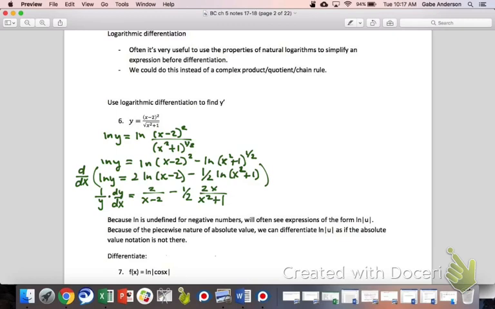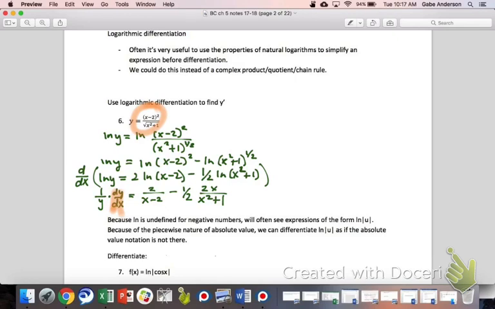a derivative. Remember, the goal is to find dy dx. We haven't found it yet. I just need to multiply both sides by y, and I'll have dy dx. We could probably do ourselves a favor if we recognize that y equals that original expression. So when we multiply by y, why not just multiply by that? Does that make sense?